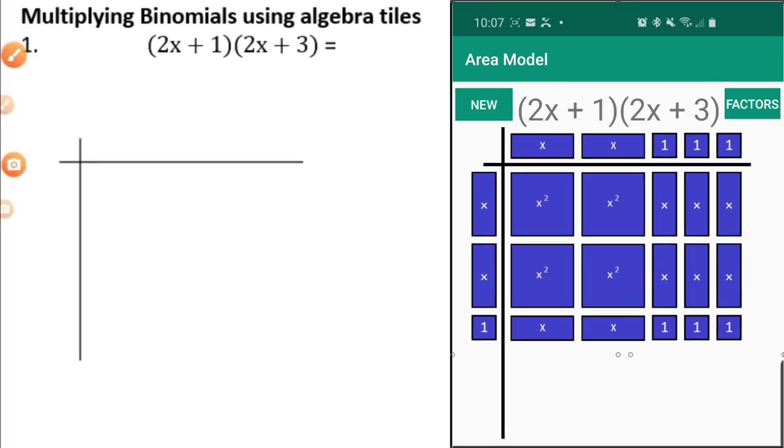Notice that the first thing we use is these two guys right here. We're going to place those on the sides. We have two spots here, so on the outsides, those will be the dimensions of your rectangle. That means we're going to have two x's.